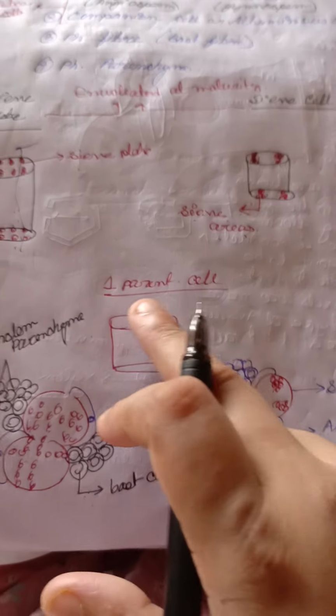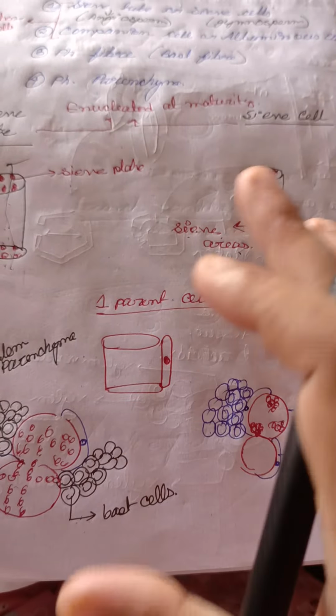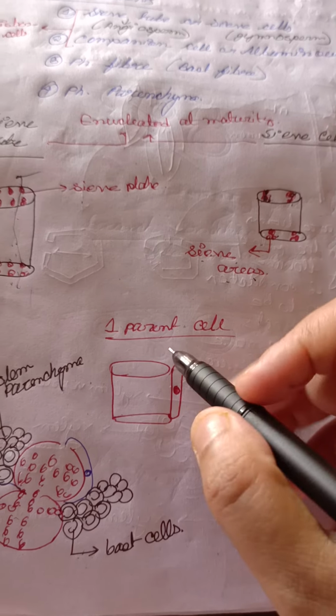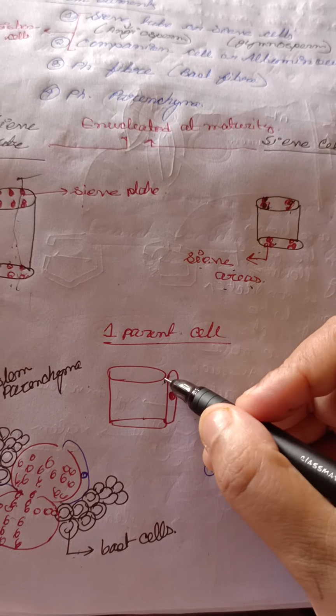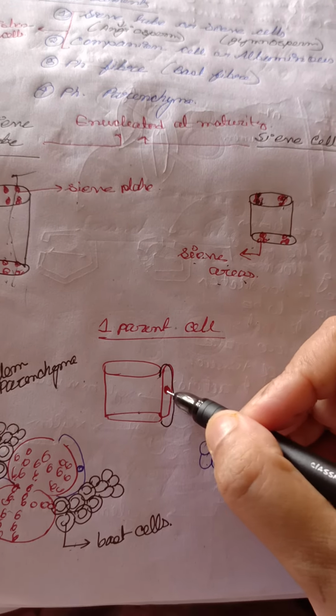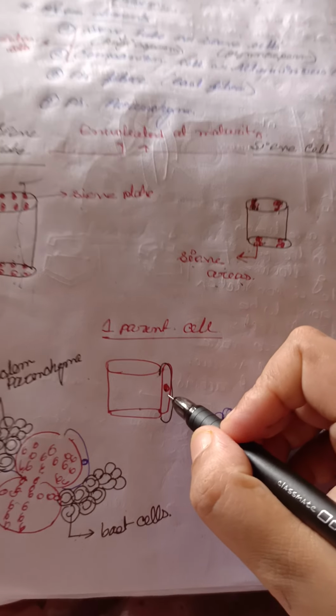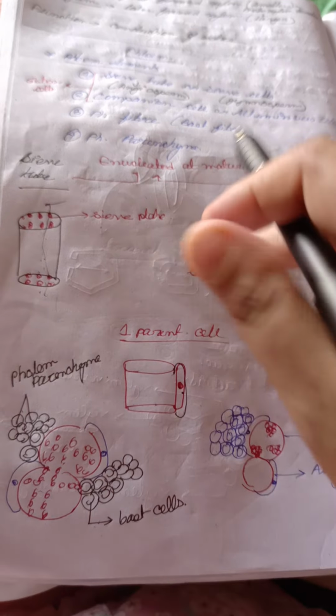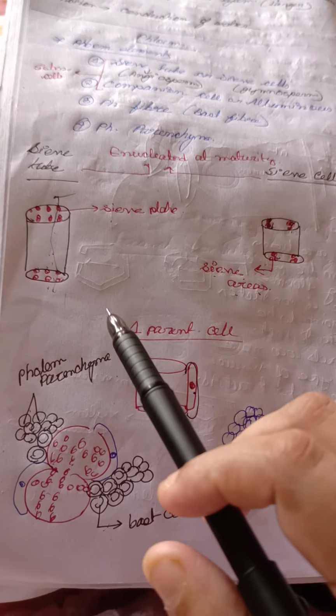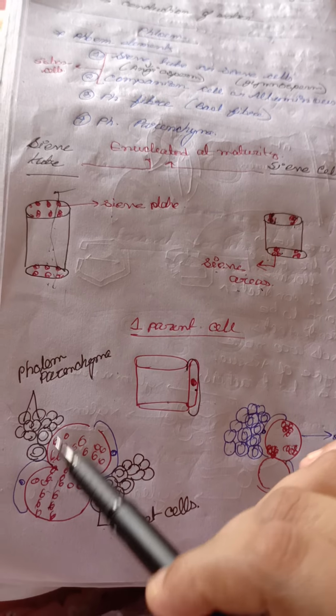Okay, they are called sister cells because they are formed from one parent cell. And you see, if it is a sieve tube, along with this the companion cell is attached, and the companion cell has a nucleus. Clear?